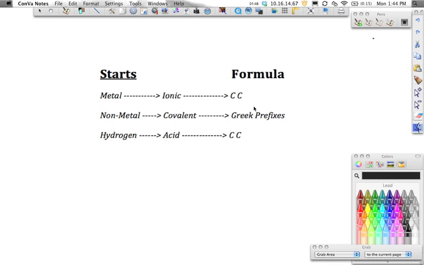Remember, we'll have to know our Greek prefixes when we talk about naming covalent and working with covalent, and we're going to go over that in a little bit. But if we have a good idea of this basic beginning, what we start with and what type of compound we have, it really helps us out when we're trying to name and write formulas.